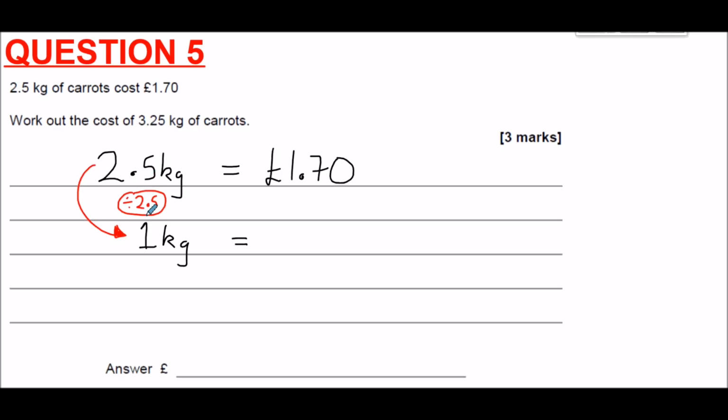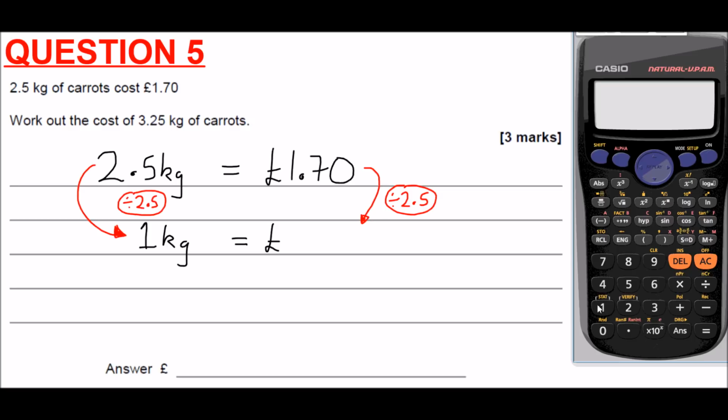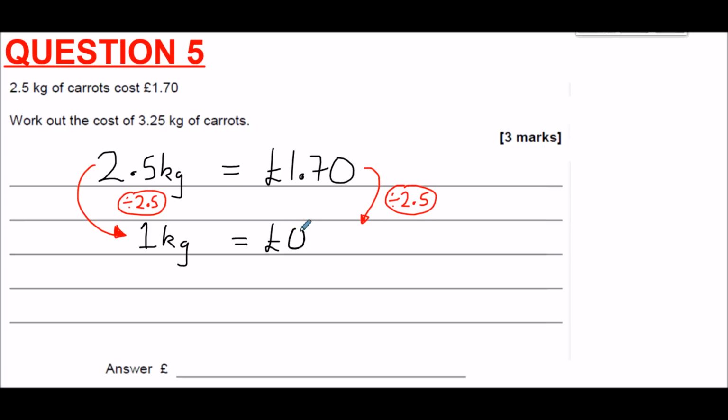2.5 divided by 2.5 would give us 1. But to keep the balance, if we do that to one side of a relationship, we need to do it to the other as well. So if we divide the cost by 2.5, that will tell us the cost per kilogram of carrots. So £1.70 divided by 2.5 is 0.68, so 68 pence per kilogram.